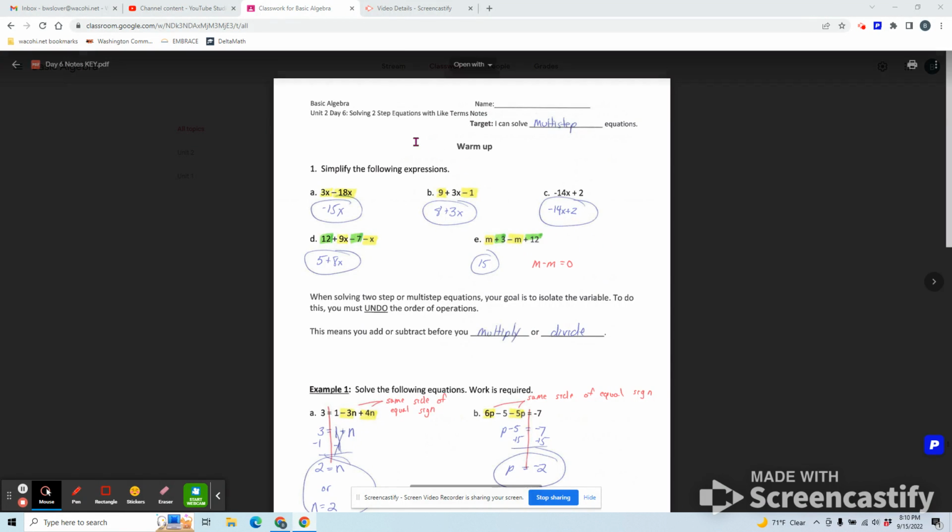Today we're going to focus on solving two-step equations with like terms. And the target is you can solve multi-step equations. So it could be two steps or it could be more. It just depends on the problem that we encounter in today's notes.